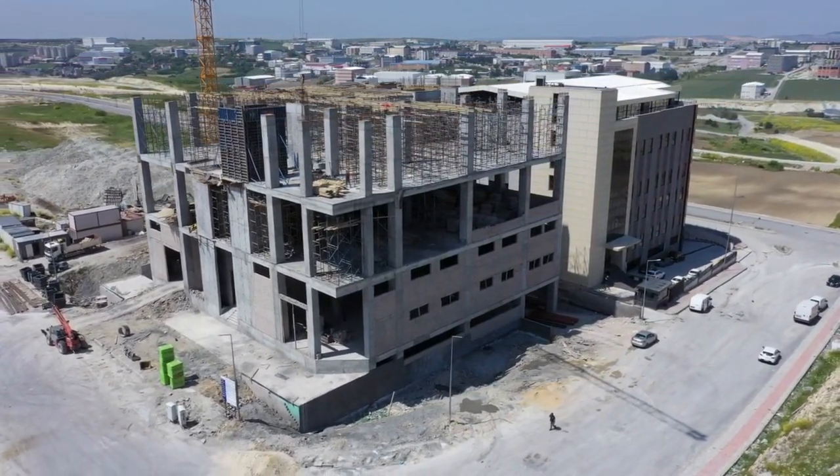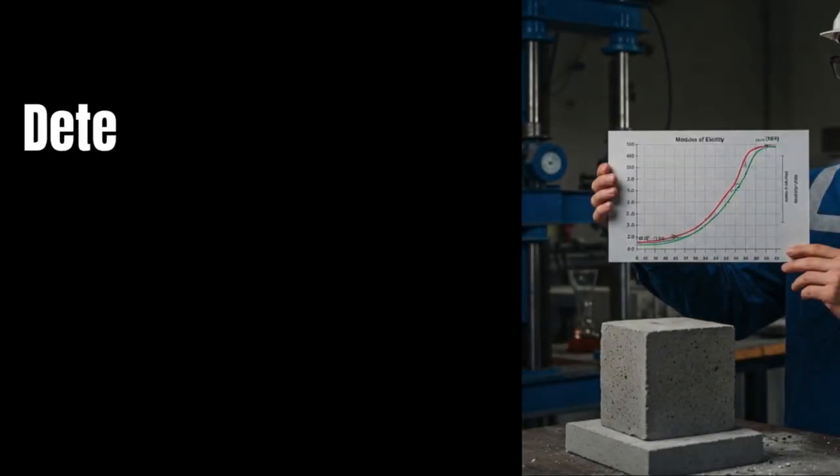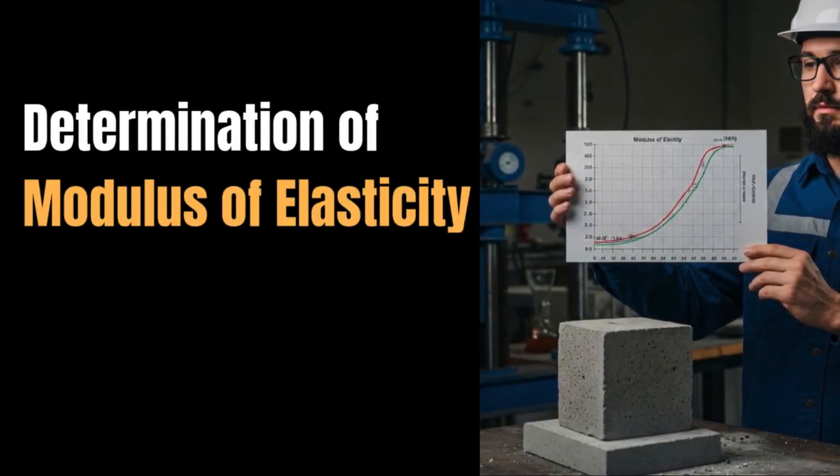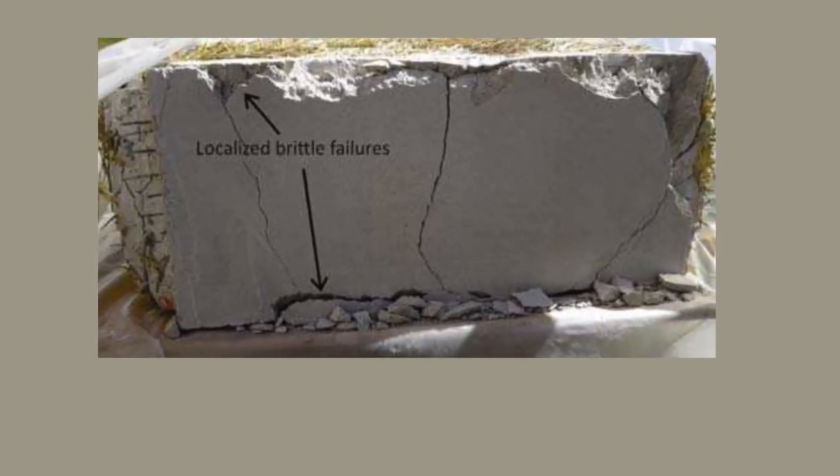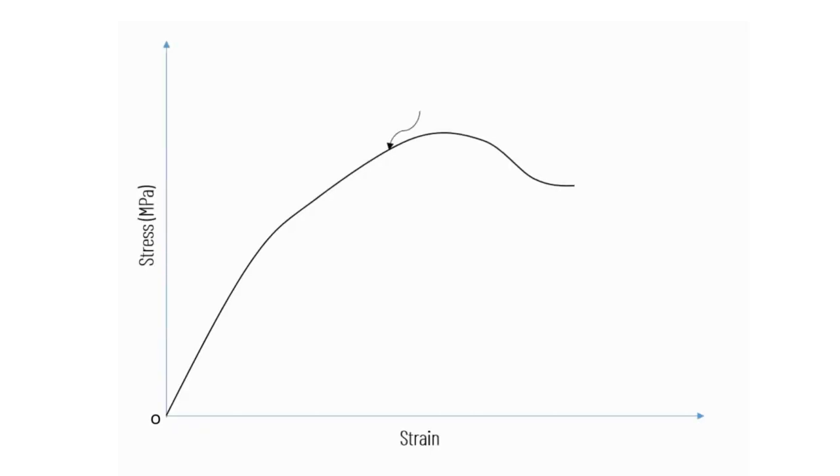Let's take a closer look at why determining the modulus of elasticity for concrete is more complicated than for steel. As I mentioned earlier, concrete is a brittle material. When you examine the stress-strain curve for concrete, you'll notice that it's not only non-elastic in nature, but also non-linear. Because of this, the relationship between stress and strain in concrete is more complex, making it harder to define a single modulus of elasticity value like we can with steel.